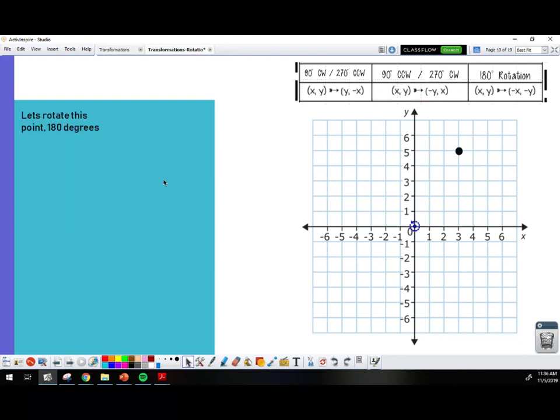Let's keep going with this. Let's rotate this point 180 degrees. So the original point is 3, 5. And for a 180 degree rotation, we're going to be using the rule opposite x, opposite y. So think about if my original point was 3, 5, and now my new point is going to be opposite x, opposite y. What is my new point going to be? When we rotate this 180 degrees, we should get all the way to -3, -5.